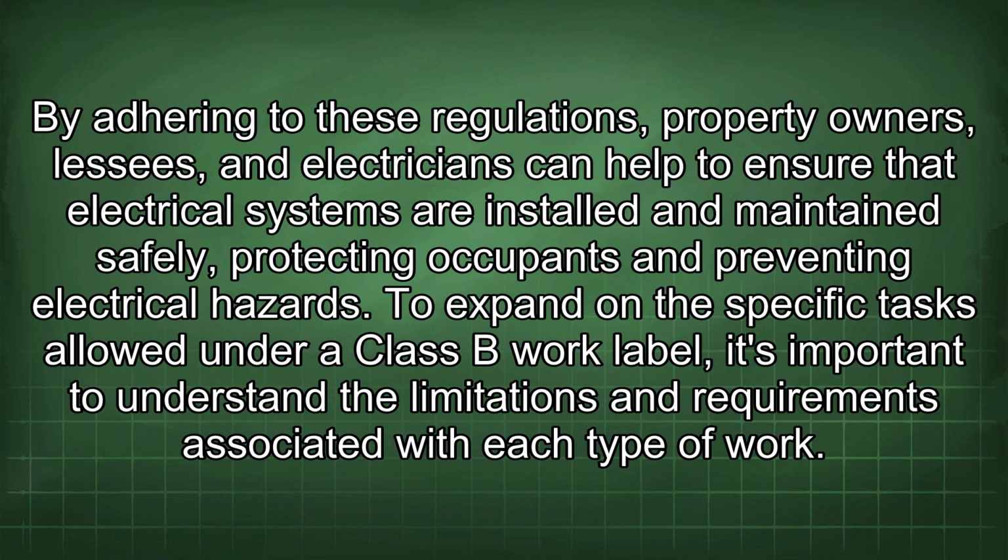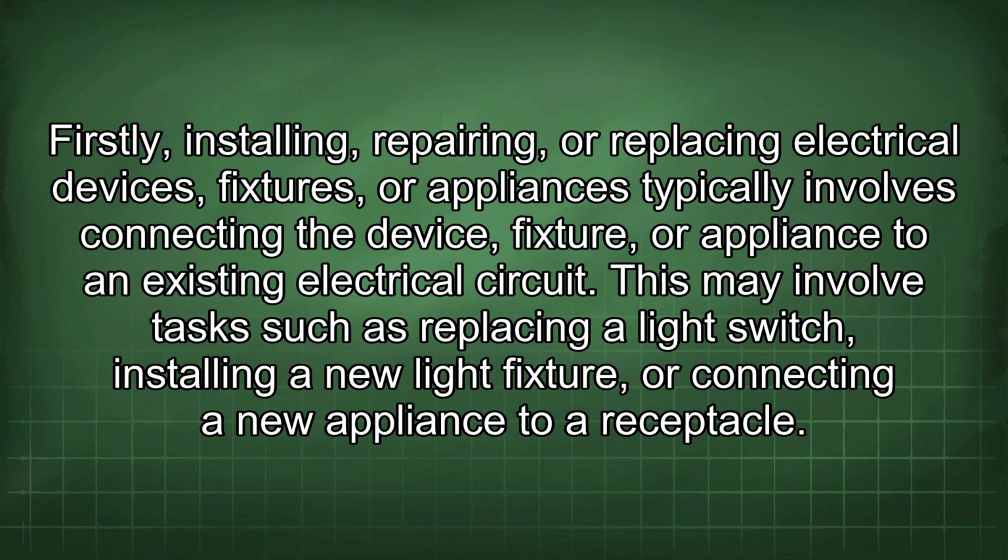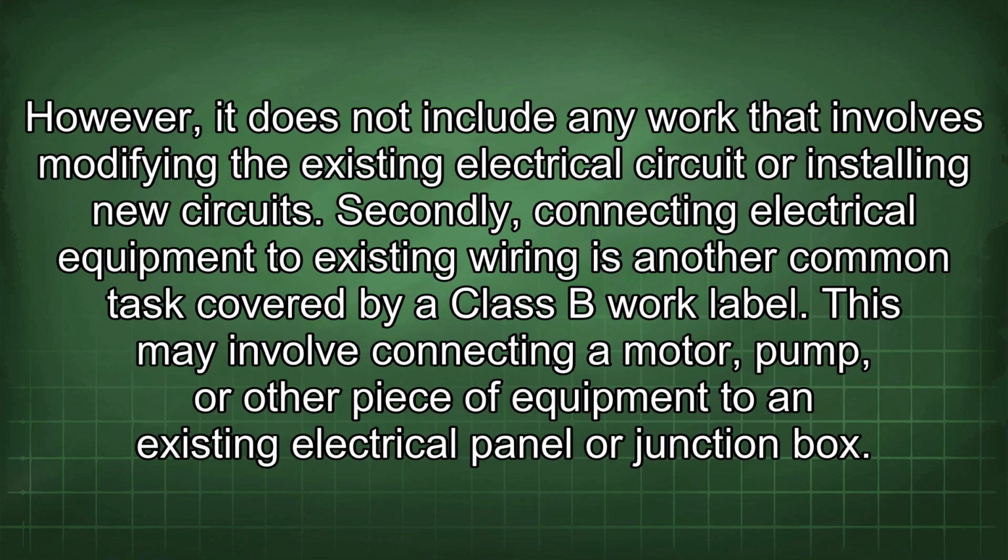To expand on the specific tasks allowed under a Class B work label, it's important to understand the limitations and requirements associated with each type of work. Firstly, installing, repairing, or replacing electrical devices, fixtures, or appliances typically involves connecting the device, fixture, or appliance to an existing electrical circuit. This may involve tasks such as replacing a light switch, installing a new light fixture, or connecting a new appliance to a receptacle.